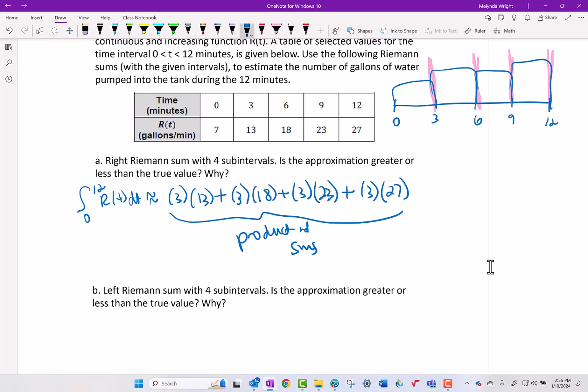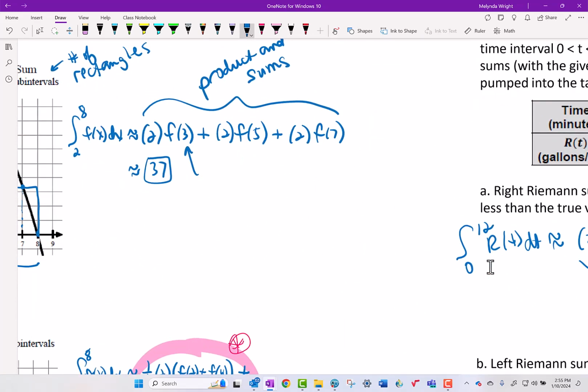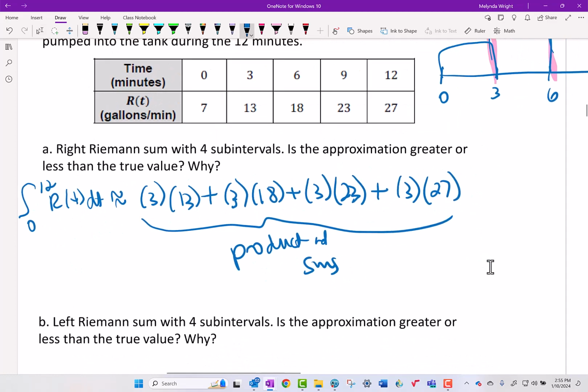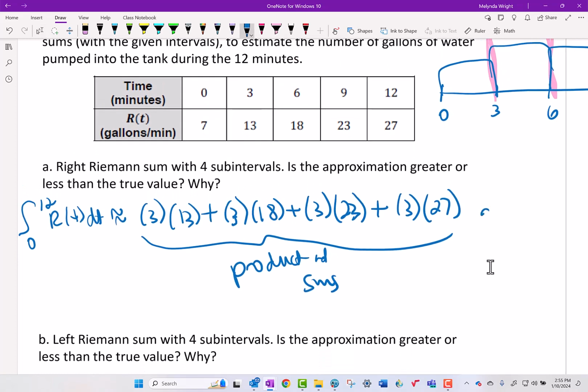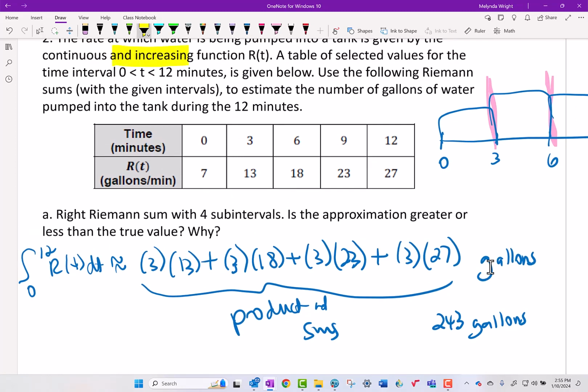You do not have to multiply and add stuff together. That's okay. The one up here, where we did the f's over here, that's not okay. You're not allowed to leave f of 3. You'd have to put a number there. But I'm just saying, like on a test, if you wanted to leave it like this, you could. And then you would write whatever the units are, gallons. That would be my answer. Now, in case you were wondering, it's 243 gallons. And this is a right Riemann sum, and this is an increasing function.